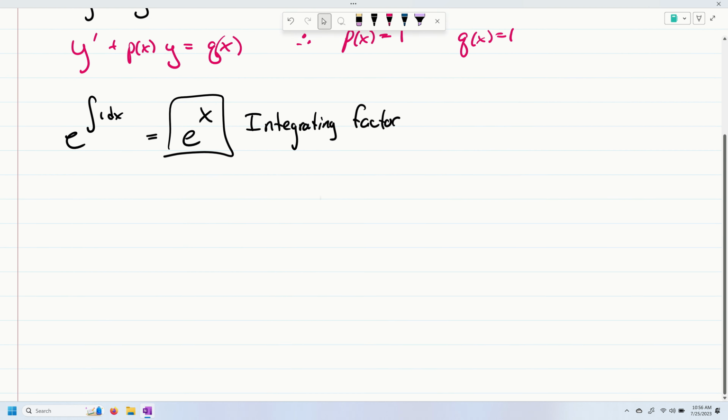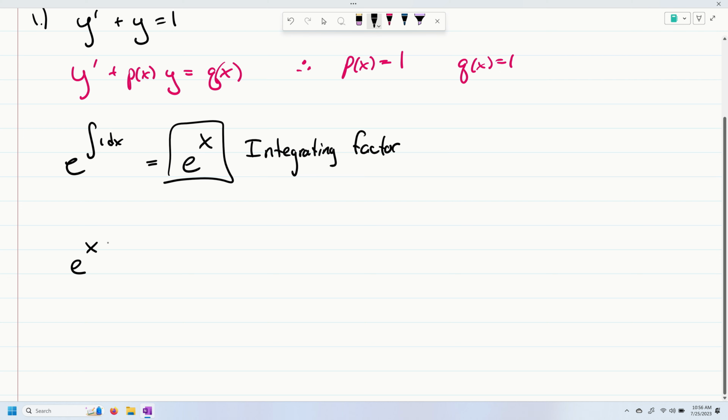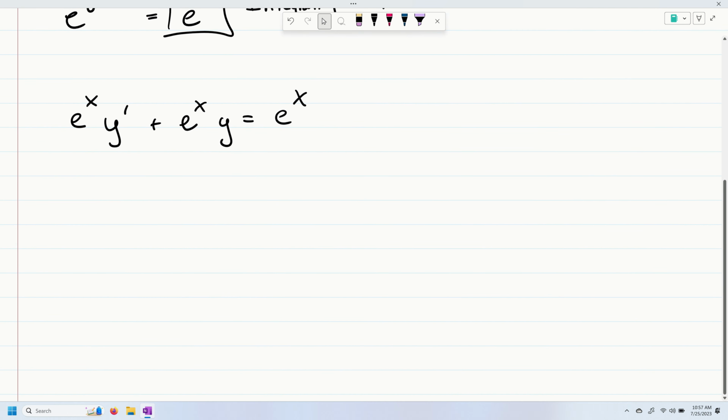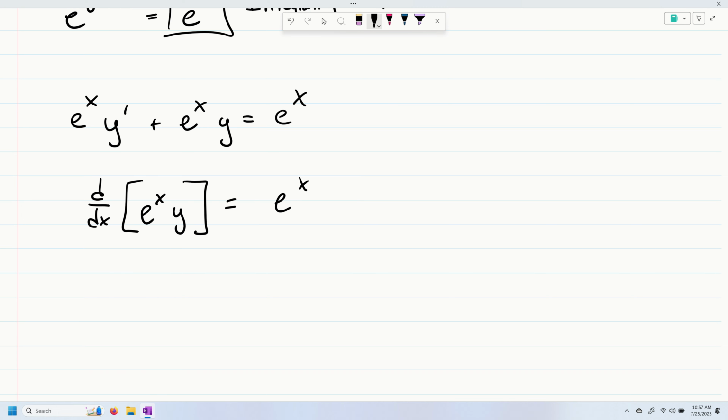So I'm going to take that and multiply everything by it. So we got e to the x times y prime plus e to the x times y equals e to the x. Note we have the product rule on the left-hand side. So we're just going to rewrite this as our integrating factor times y equals e to the x. Next, all we have to do is integrate both sides to give us e to the x times y equals e to the x plus some arbitrary constant.